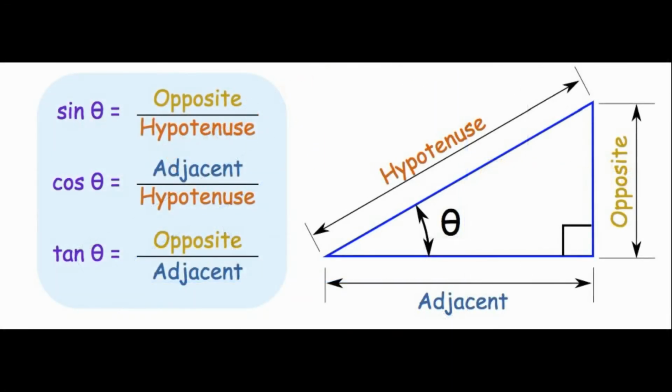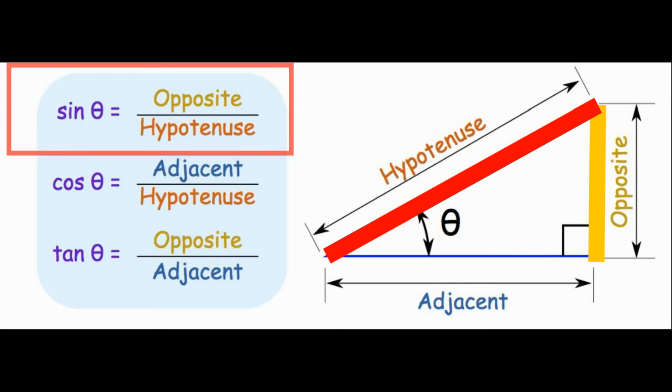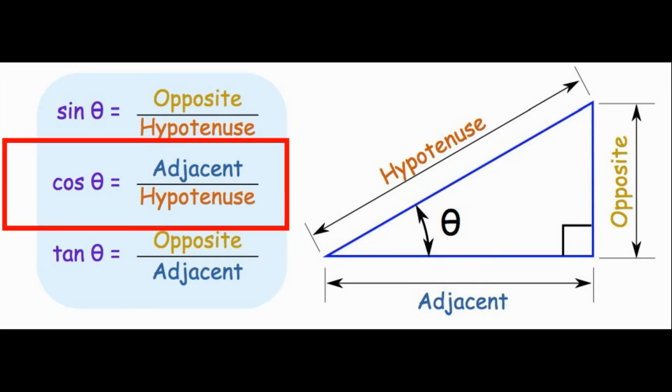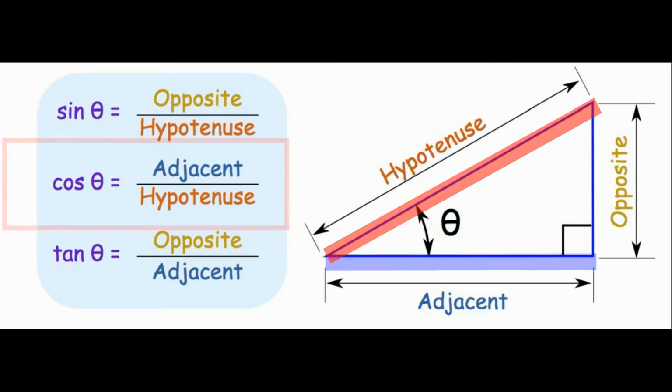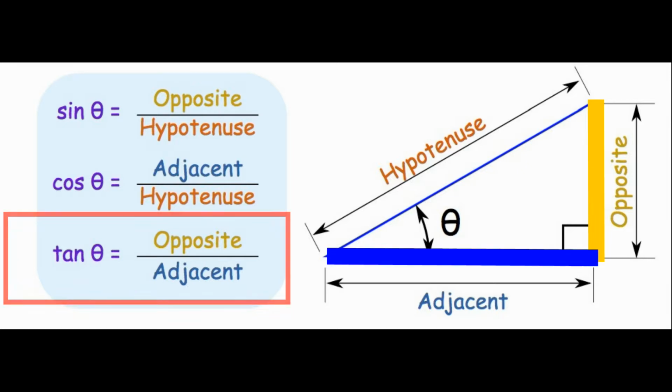From there, we could actually find the sine theta, which is equal to opposite over hypotenuse, cosine theta, which is equal to adjacent over hypotenuse, and tangent theta, which is equal to opposite over adjacent.